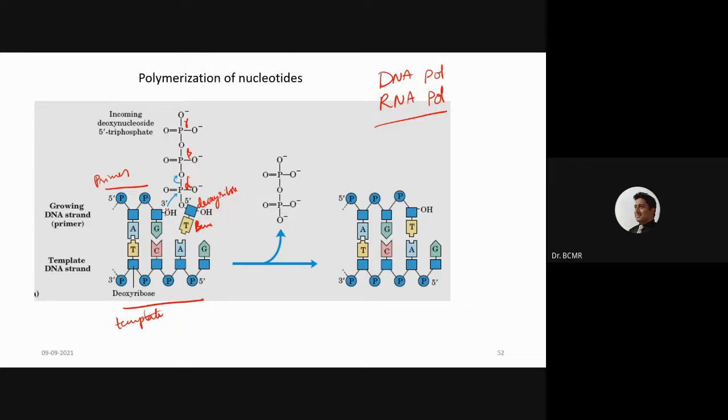So the 3' OH of the primer makes a nucleophilic attack on the alpha phosphate, and the rest, the 2 phosphates, are left out as pyrophosphate, which will again be hydrolyzed to inorganic phosphates. And the base here is now incorporated into the DNA. And this reaction will keep on happening. So what are the substrates? For the DNA polymerase, we need dNTPs. And the DNA polymerases, as I described in the last class, are DNA dependent.